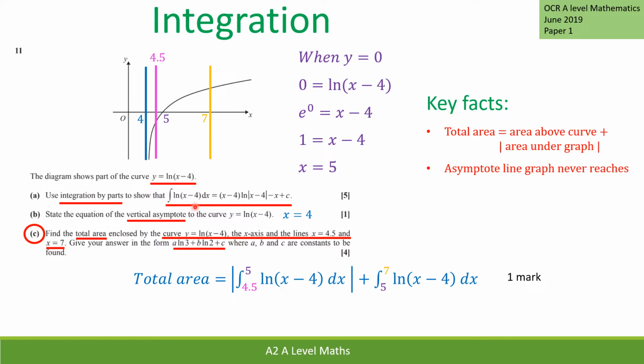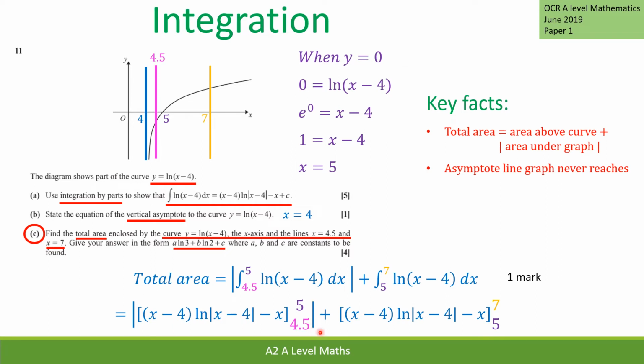Now we're going to use our answer to part A, because we're told that the integral of ln of x minus 4 is the same as x minus 4 ln of x minus 4 minus x plus c. Because we've got limits, we don't need to worry about the plus c, so we can just replace the whole of this expression with x minus 4 ln of x minus 4 minus x. And I can put my limits at the end, so between 5 and 4.5 and between 7 and 5.